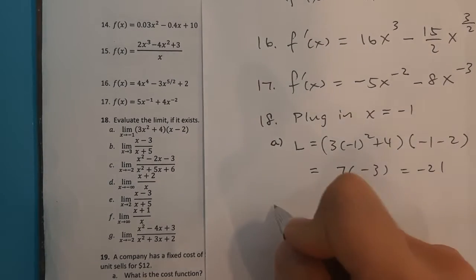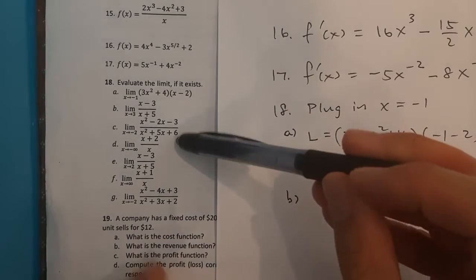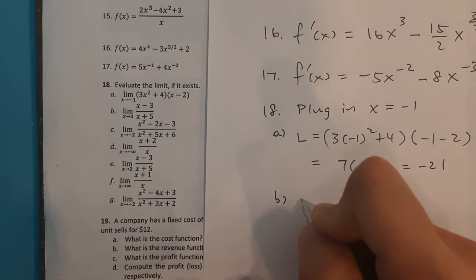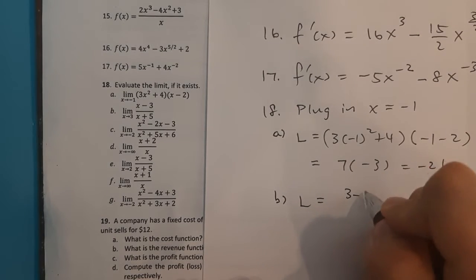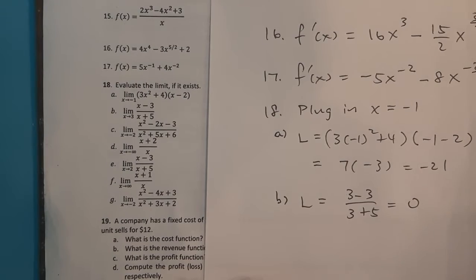For part B, here we have this limit here. So if you plug in a 3, we don't get a 0 in the denominator, so this limit is just going to be 3 minus 3 over 3 plus 5, so we have a 0.